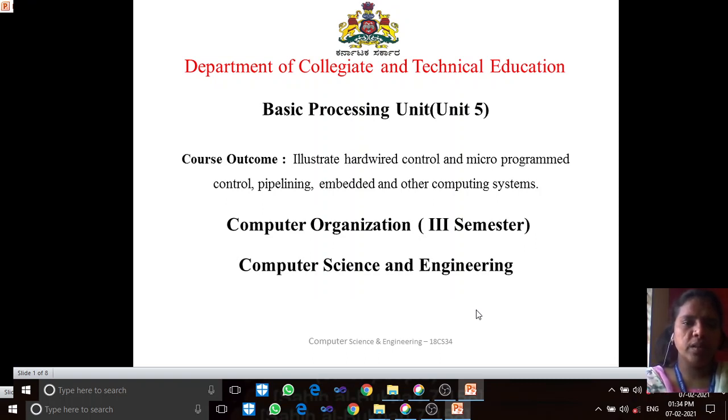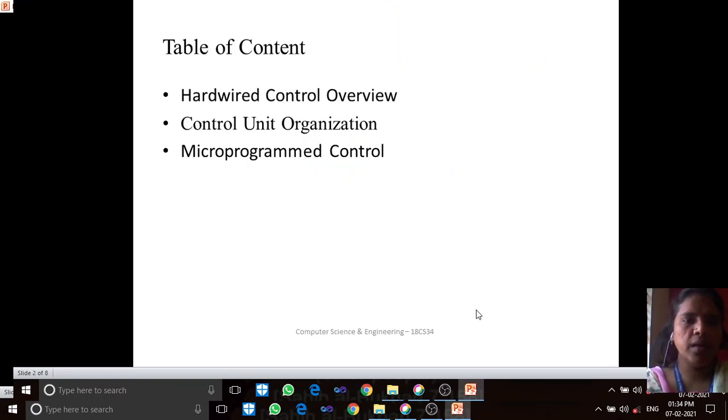My name is Dr. Shahinkar. I am here for the presentation of Session 4 in Module 5, Computer Organization. The contents are hardware control overview, control unit organization and microprogram control unit.